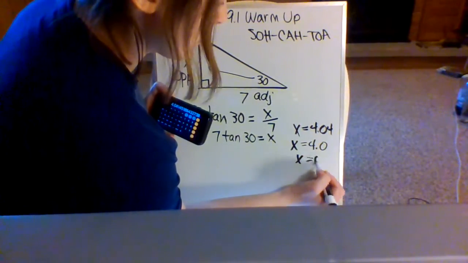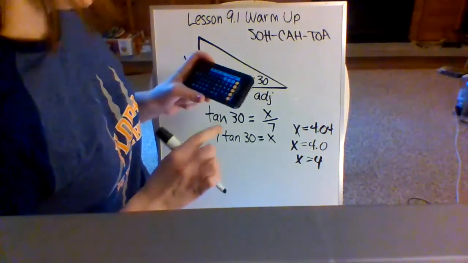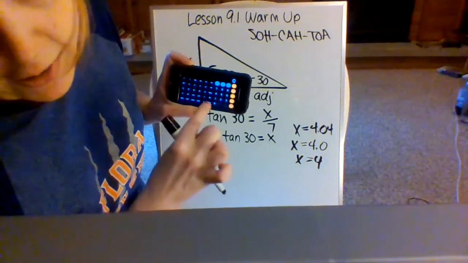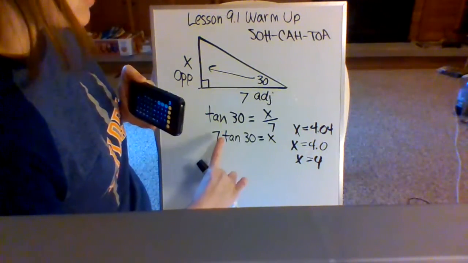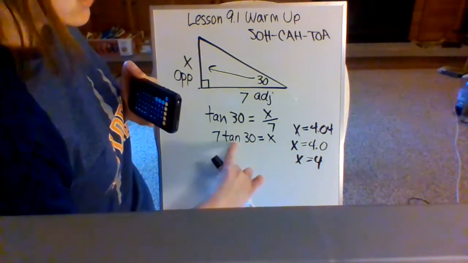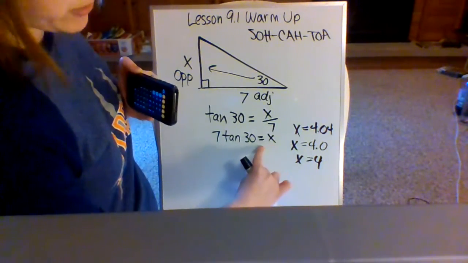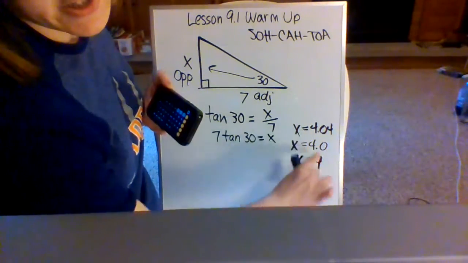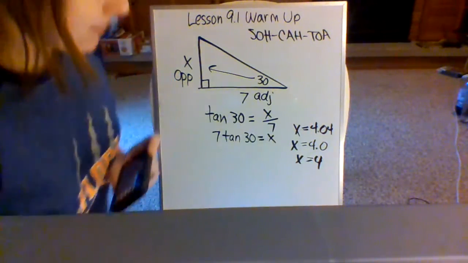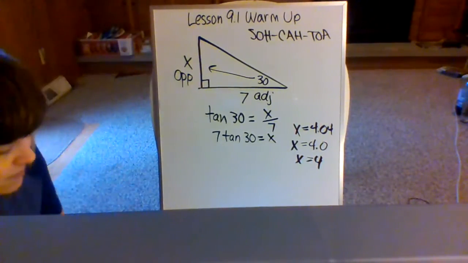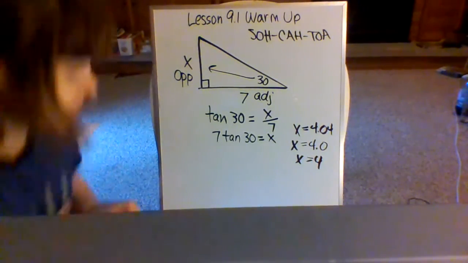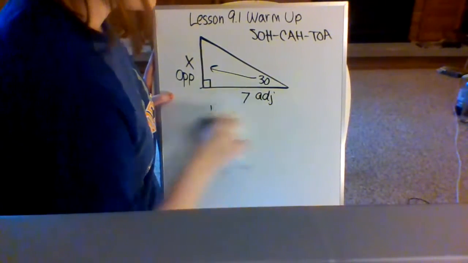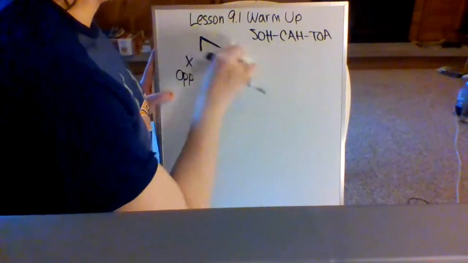Okay. So I'm going to repeat that one more time since I had a glitch with my calculator. You do 7 times 30 tangent, and then you press equals, and it should pop out 4.04. So you round that to the nearest tenth, and x is 4. Okay. I also put those instructions on your notes that I posted to Google Classroom, so you can follow the instructions there as well.